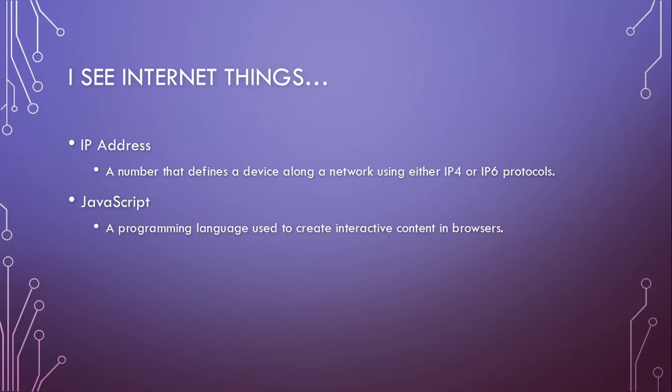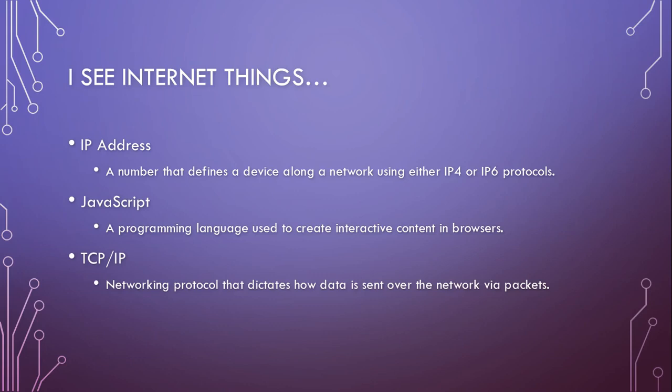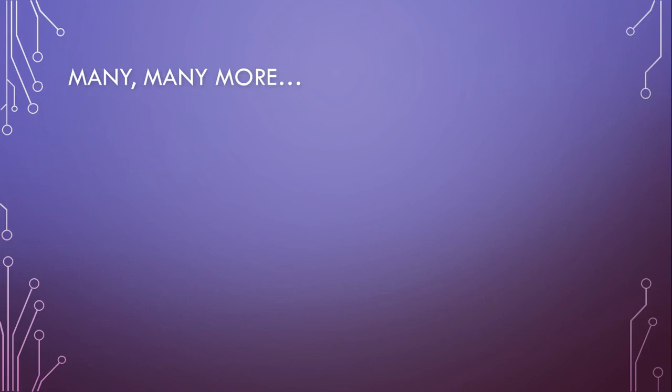JavaScript is a programming language that's used to create interactive content within browsers. And TCP/IP is simply a networking protocol that dictates how data is sent over a network via packets, because you can't send a whole music file at once. It would congest your network because it's huge. So instead that file is broken up into little chunks, and then those little chunks are sent over the network, and then they're reassembled when they get to your computer. So that's why when you get a file, it comes in little pieces at a time, and even when it says 100%, it has to verify the file because it wants to verify that the file was sent correctly.